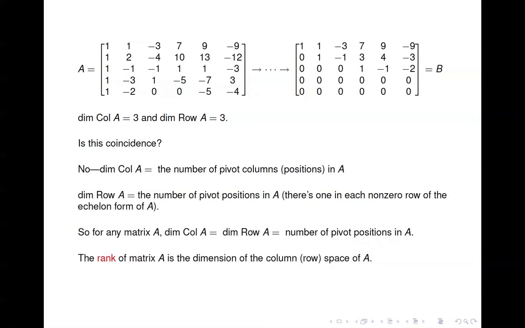Okay, and this quantity is what we call the rank of a matrix. The rank of a matrix is the dimension of the column space, which is also equal to the dimension of the row space of that matrix. So we just call that the rank of the matrix.